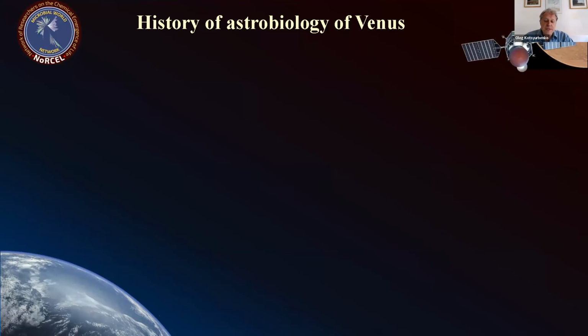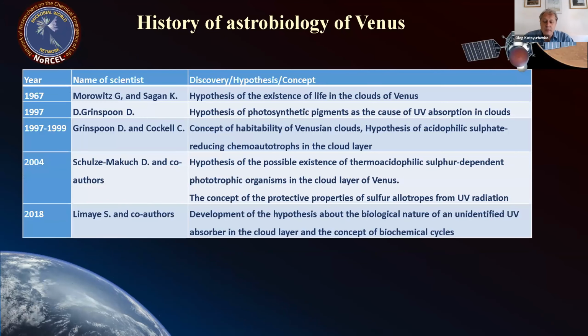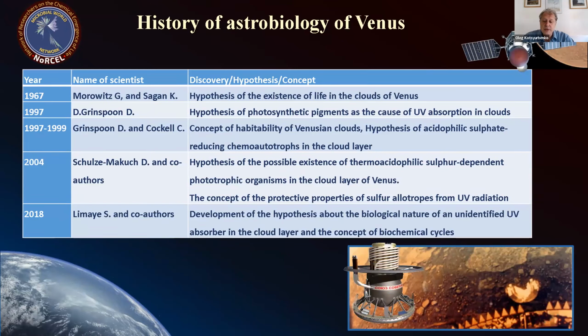Later, in the age of space exploration, when it was found that the surface of Venus is extremely hot and unsuitable for terrestrial type of living organisms, scientists turned their attention to the dense cloud layer of Venus. Carl Sagan suggested that microorganisms could exist in the clouds. Then various researchers proposed different types of microorganisms that could dominate in the conditions of Venusian clouds.